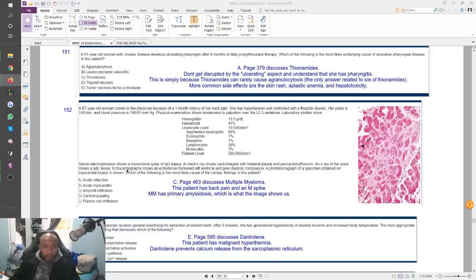And echocardiography shows an echo-dense thickened left ventricle and poor diastolic compliance. A photomicrograph of a specimen obtained on myocardial biopsy is shown, and this is what you're looking at. Which of the following is the most likely cause of the cardiac findings in this patient? Right? And then you look at all your answer choices: acute infarction, myocarditis, amyloid, cardiomyopathy, plasma cell.